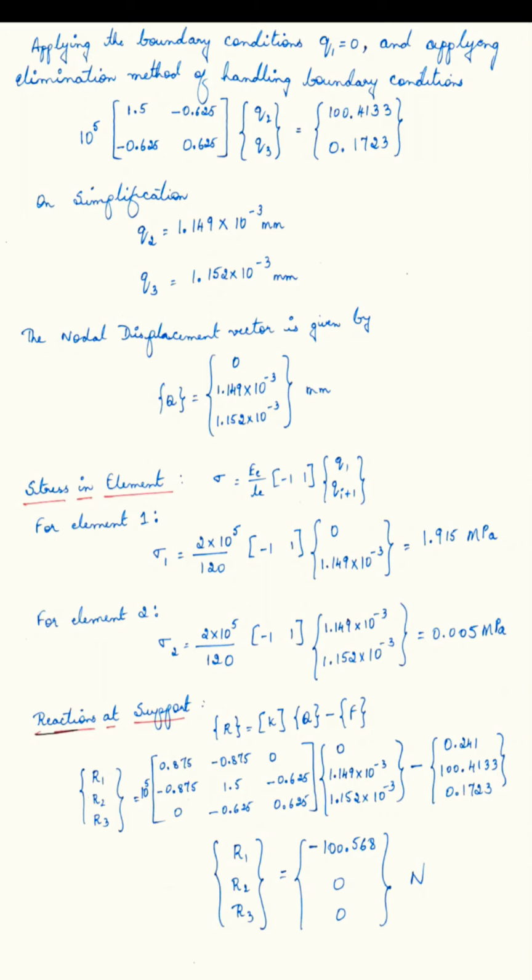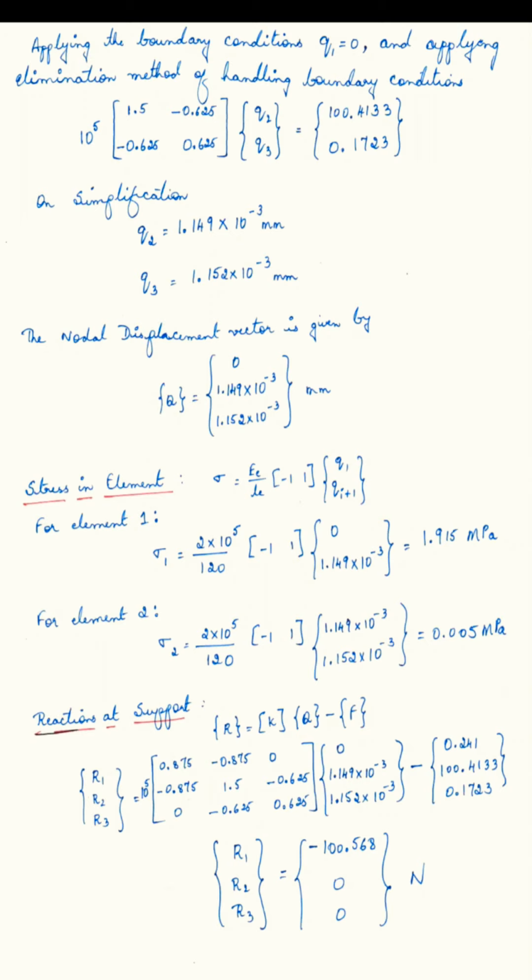We know the values. F value is already known. So substituting all this and simplifying, you will obtain R1 value as minus 100.568. R2 is almost 0, so we can take it to be 0. R3 also to be 0. So R1, R2 and R3 we can easily obtain, where R1 will be minus 100.568. So this completes the required solutions for the varying cross-sectional bar.